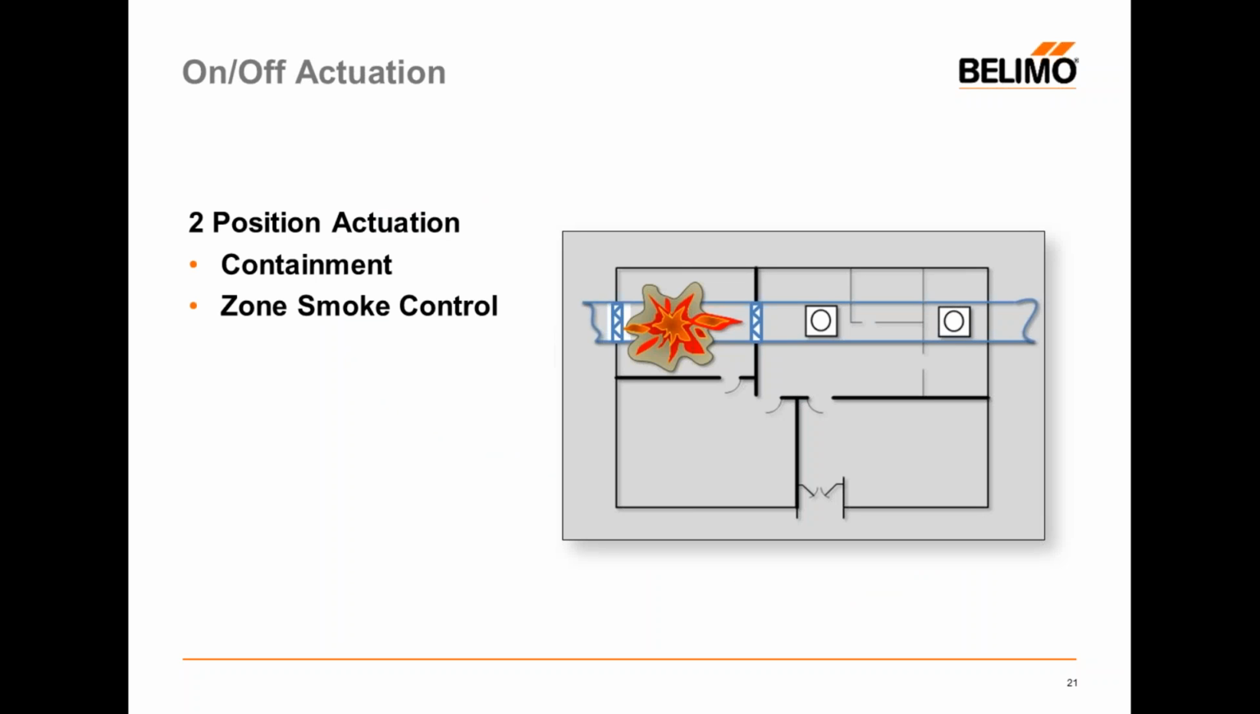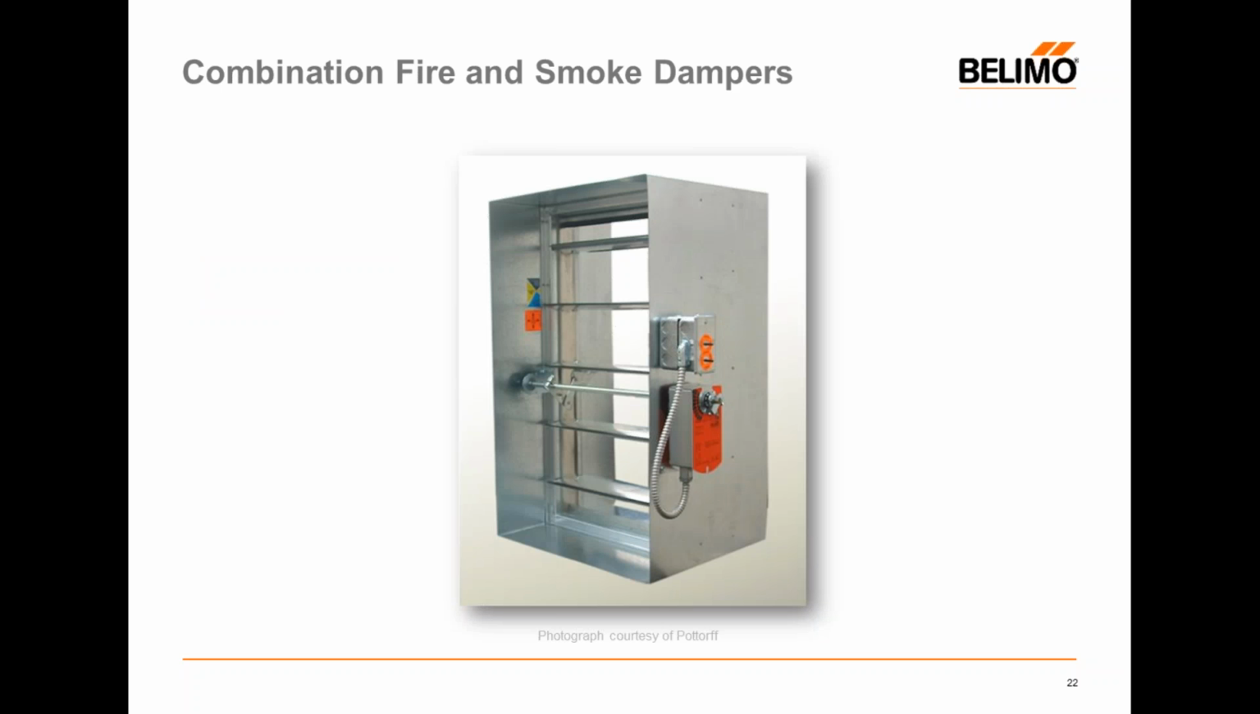Generally with smoke dampers, they are two-position actuation. They are used for containment and zone smoke control. So not a whole lot of modulation with smoke dampers themselves. They are generally just used to open and close the dampers and contain smoke to specific areas where a fire alarm condition is detected.